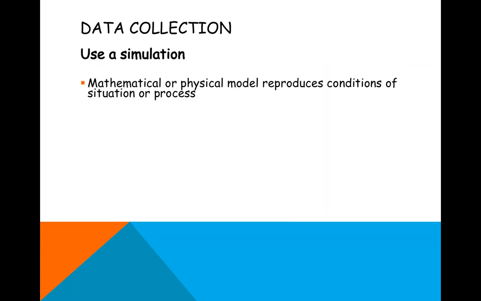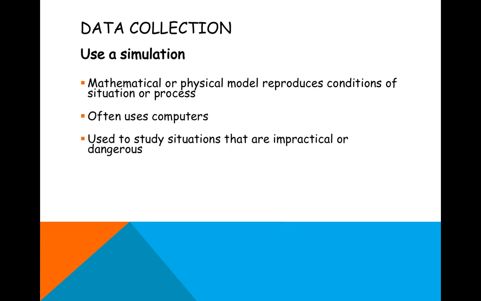Another type of data collection is considered a simulation. That would be either using a mathematical model, like maybe random digits, or a computer model, or a physical model, which could be something like rolling dice and looking at those outcomes, that would reproduce the conditions of some scenario. A lot of times it's going to use computers with some sort of mathematical model, and you use a simulation when it's not ethical to conduct an experiment.